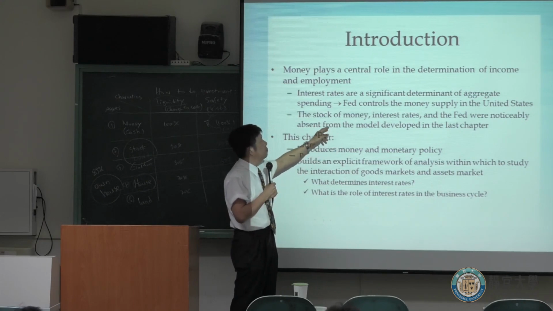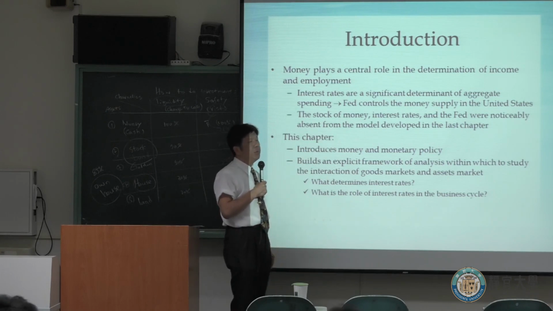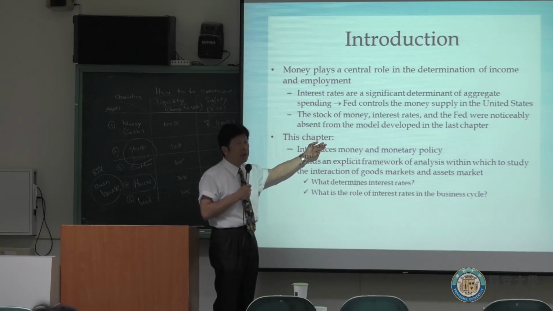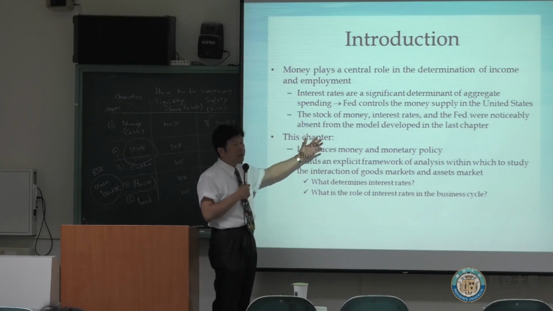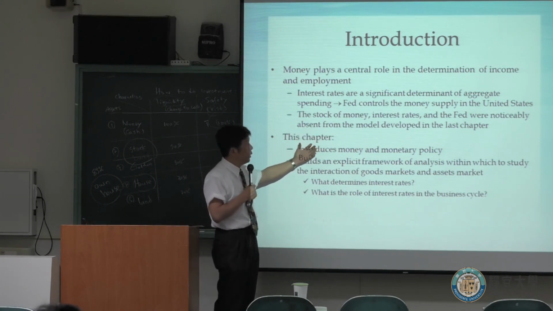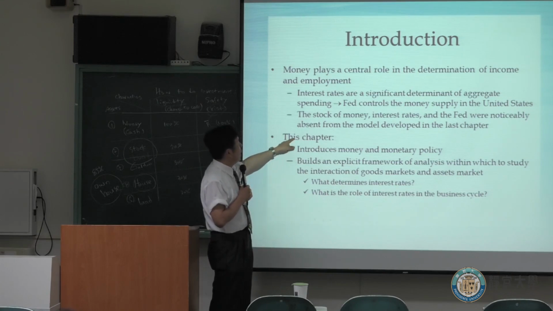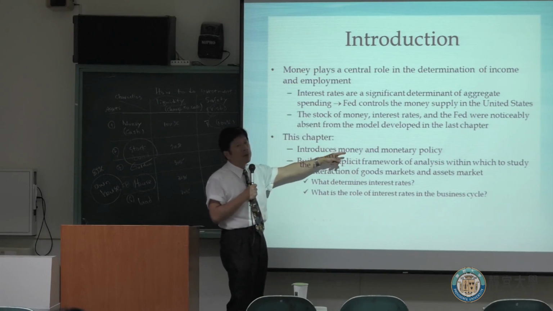But in this model we will consider the interest rate. So the interest rate is not a constant; it will become flexible. But how do we find the optimal interest rate? In macroeconomics we can see the classical school, the Keynesian school, and the multiplier, and how to find the optimal interest rate. So this chapter we introduce money and monetary policy.